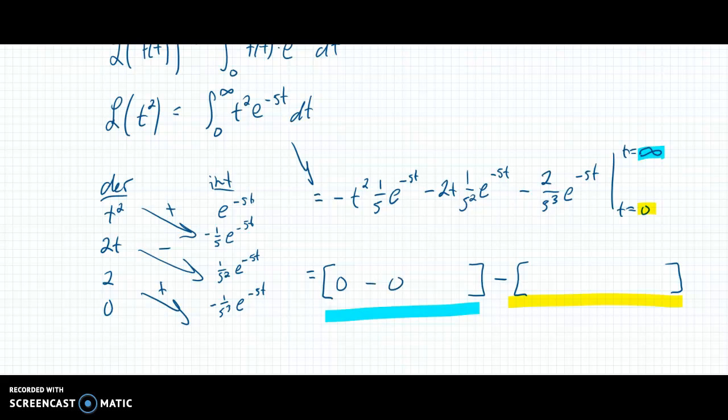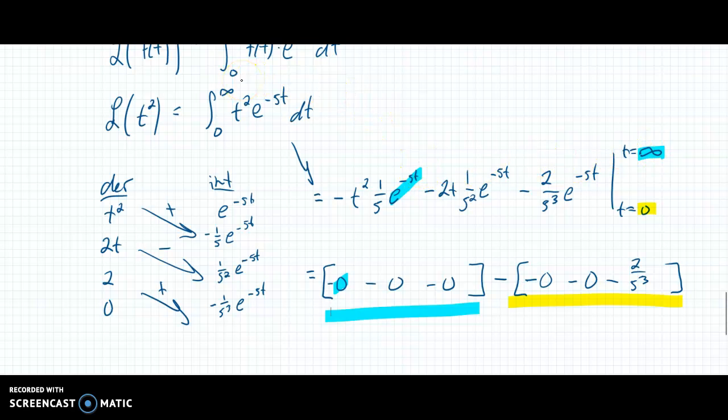0 minus 0 minus 0. And then minus, I guess this should have a minus, 0 minus 0 minus 2 over s cubed. So let me explain why all those pieces go away. And I'll maybe highlight a little bit. So let's see. When I plug in infinity to this term, I get that 0 right there, because e to the negative infinity goes to 0.